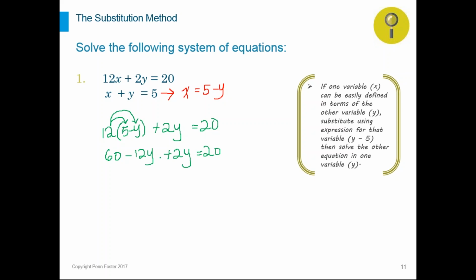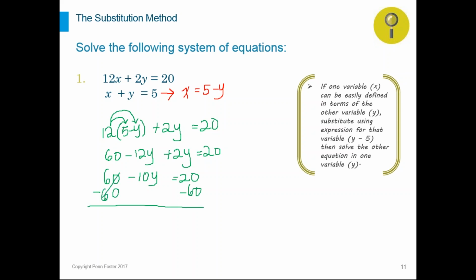Now I see like terms. Negative 12y and 2y are like terms. From Unit 1, we learned that if we have to add terms and they have the same exact variable, in this case y, we can combine them. So 60, and then negative 12 plus 2 is negative 10, so it's minus 10y equals 20. Now it became one equation in one variable y. Do the same thing as the first section of this unit. I have the 60 added, so subtract 60 and subtract 60.